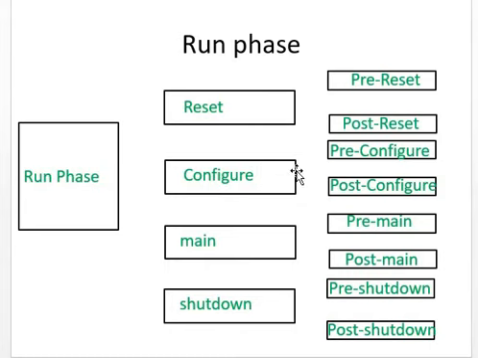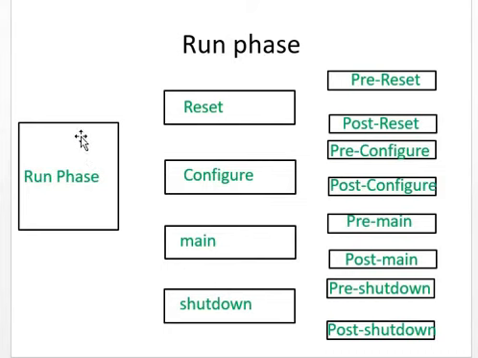When our device is configured, inside the main phase we will provide the actual stimulus, and after the post main, the shutdown phase comes, and when the post shutdown is complete, it will move to the next phase basically. So this run phase, the reset, configure, main and shutdown sub phases are present inside every component. So these phases of every component run in parallel.